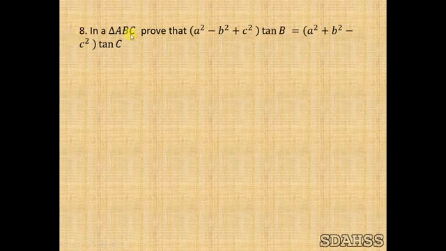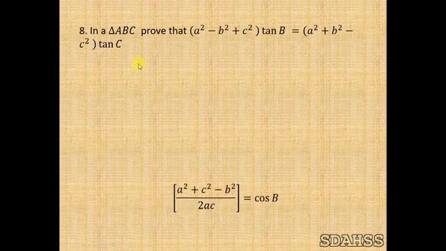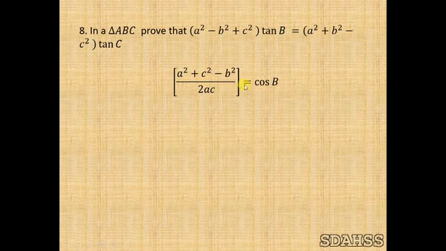Eighth sum. In a triangle ABC, prove that (a square minus b square plus c square) tan B is equal to (a square plus b square minus c square) into tan C. We know that cos B is equal to (a square plus c square minus b square) divided by 2ac. Then cross multiply. So you have a square plus c square minus b square is equal to 2ac cos B.